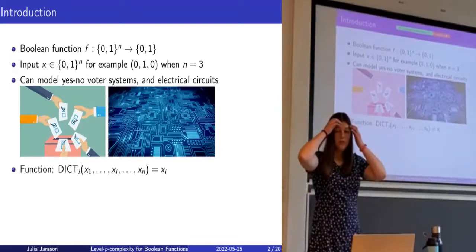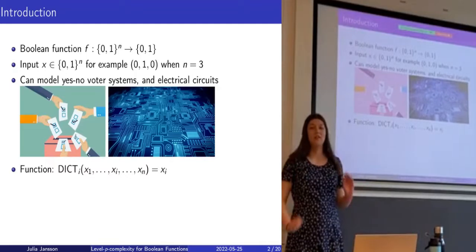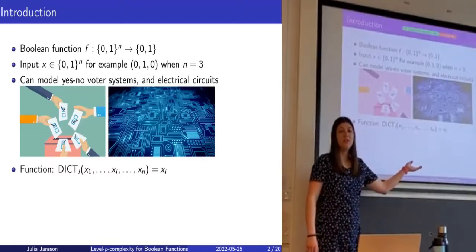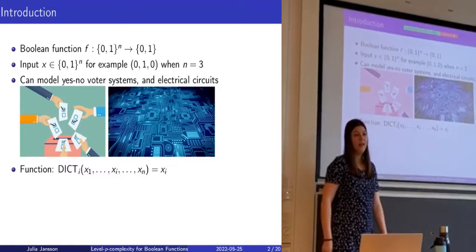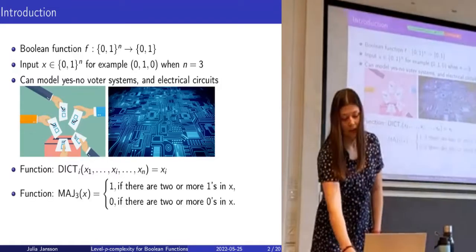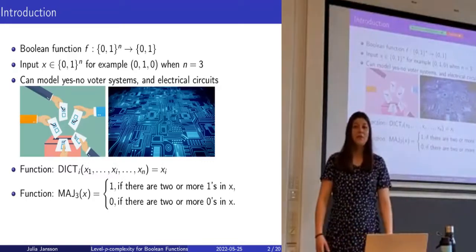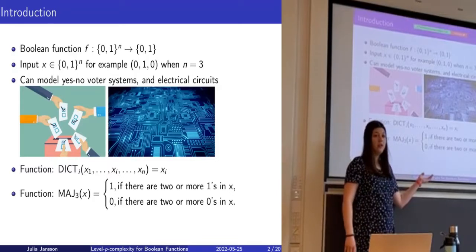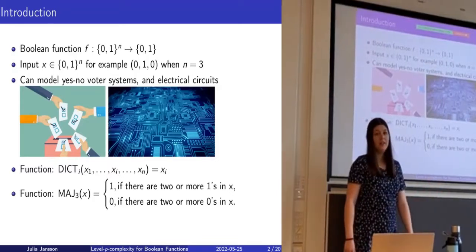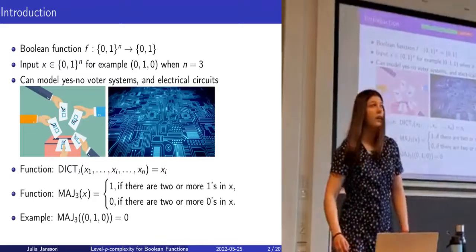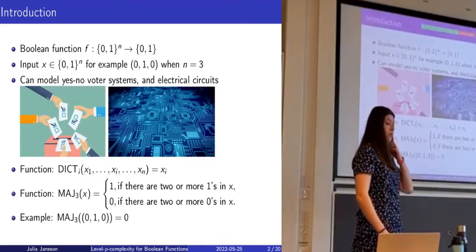One example of a Boolean function is the dictator function, which is taking in n different bits, but actually just outputting one of them. So it ignores all the other bits. Another example is majority on 3 bits, which is 1 if there are more than 2 ones in the input, and 0 otherwise. So for this example, the majority is 0.